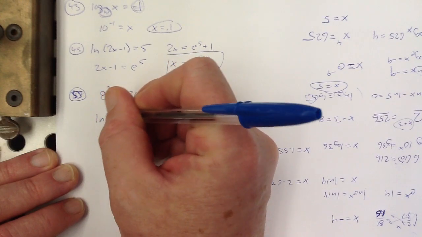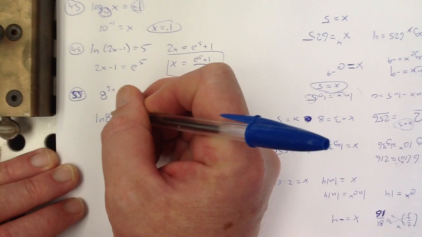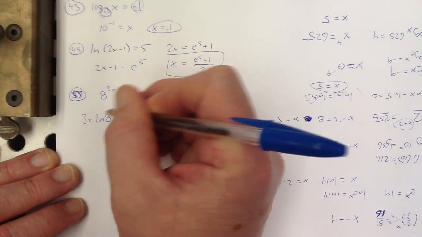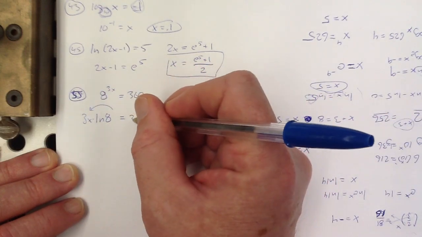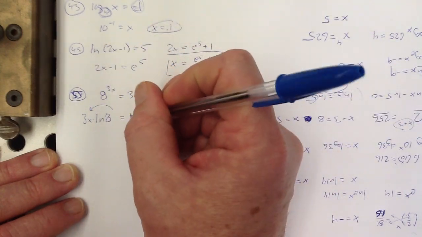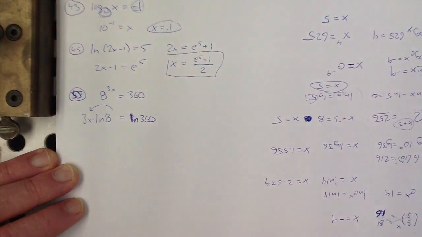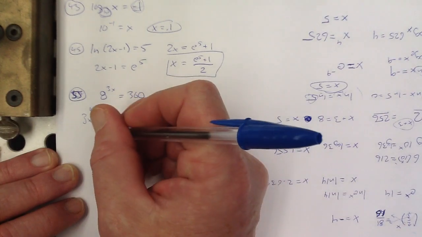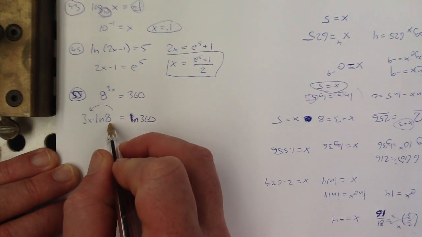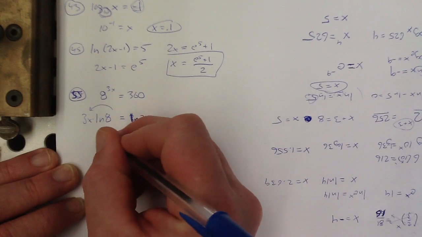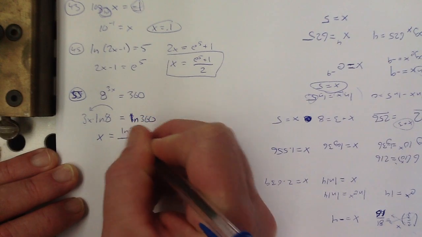So natural log of e to the 3x, the reason that I'm doing that is because I can bring that exponent down to the front, like that, is equal to, now I took the natural log of both sides. So then, looks like I'm going to divide both sides by 3 natural log 8. I'm trying to get the x by itself. So I'm going to divide these other things off to the other side, like that.